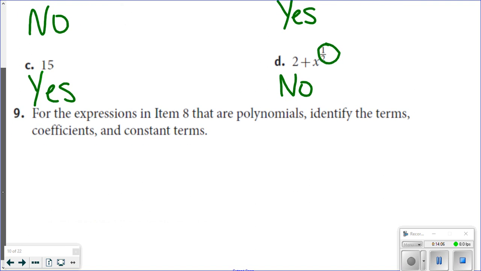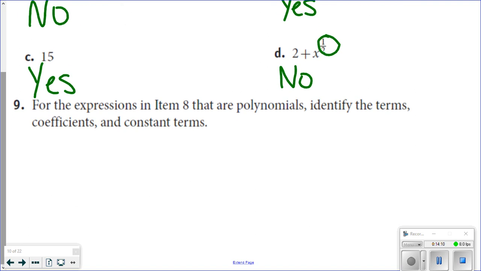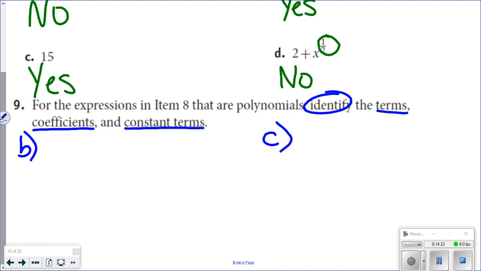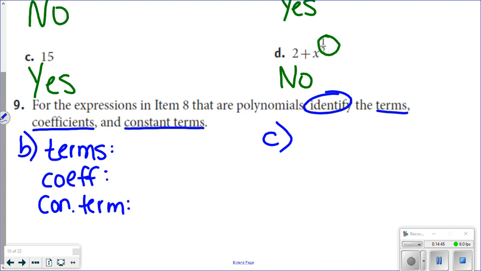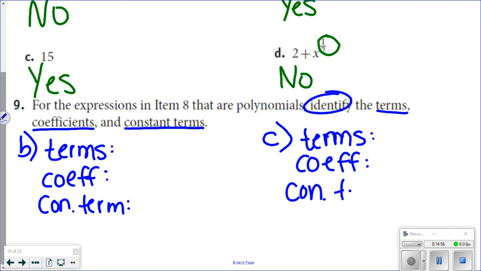So question 9, for the expressions in question 8 that are polynomials, so there are two of them, B and C, what we need to do is identify the terms, the coefficients, and the constant terms. Okay, so under number 9, and you can do this in the My Notes section of your book. So 8b, I want you to list the terms, the coefficients, and the constant term. And same thing for question C. Use your notes to help you. Take the time to do this in the My Notes section of your book. Remember, always pause the video if you need to.